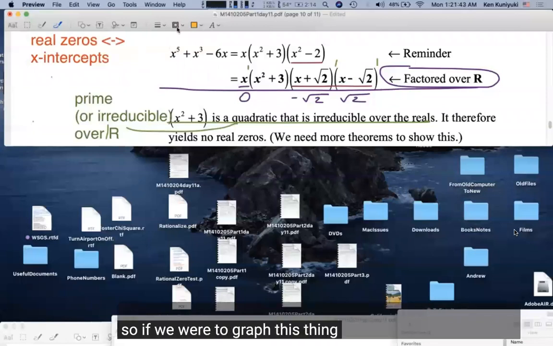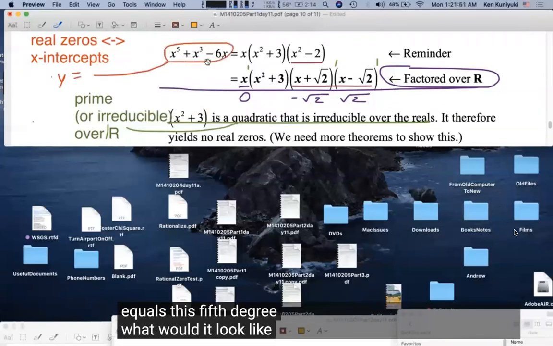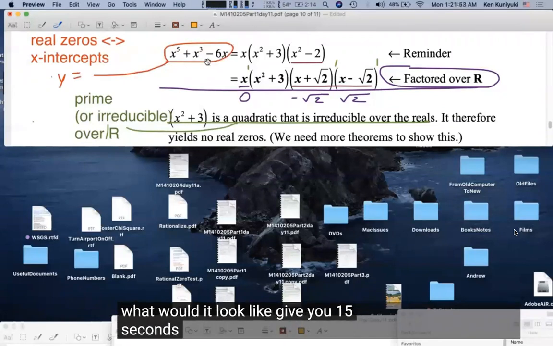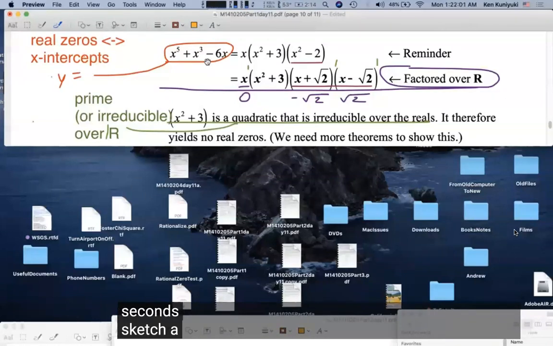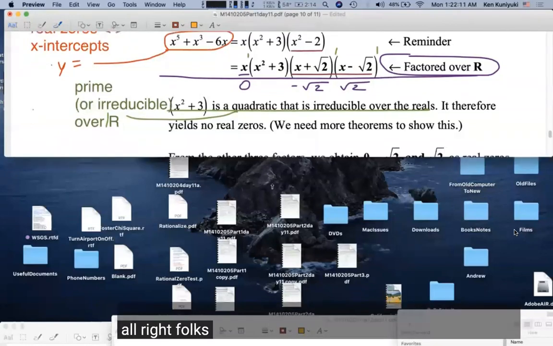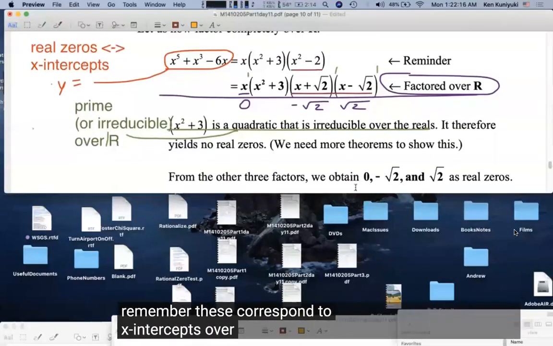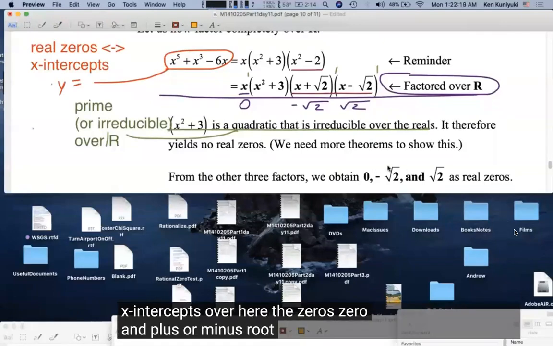So if we're to graph this thing, y equals this fifth degree, what would it look like? I'll give you 15 seconds. Sketch a graph. All right, folks. Remember, these correspond to x-intercepts over here, the zeros, 0, and plus or minus root 2.